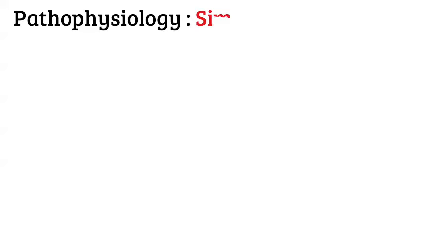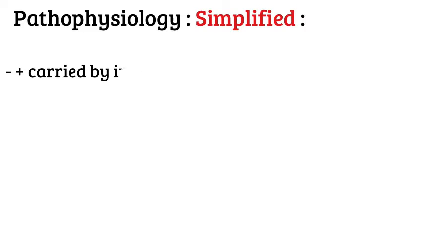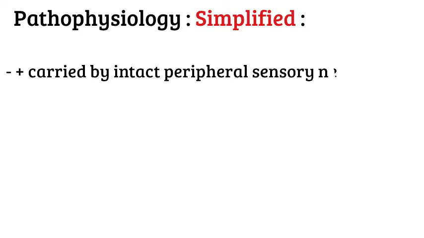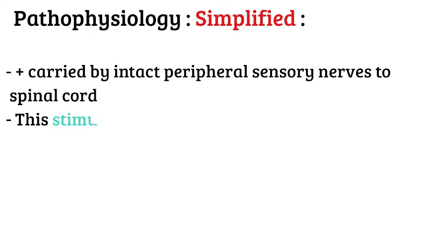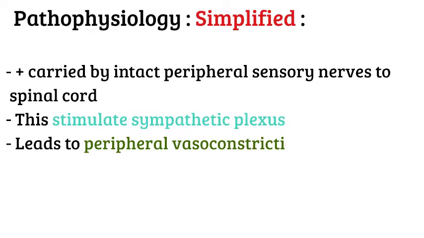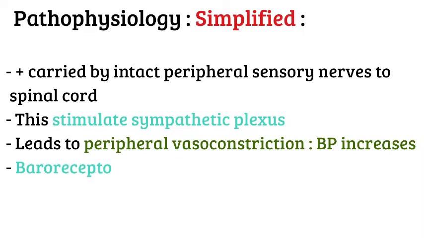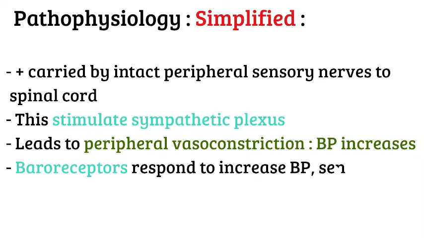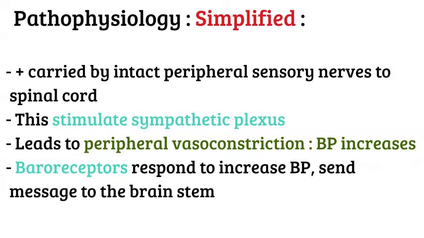After a long explanation, I would like to simplify the pathophysiology of autonomic dysreflexia. The stimulation is carried by an intact peripheral sensory nerve to the spinal cord. This signal will stimulate the sympathetic plexus. This will lead to peripheral vasoconstriction, therefore the blood pressure will increase.